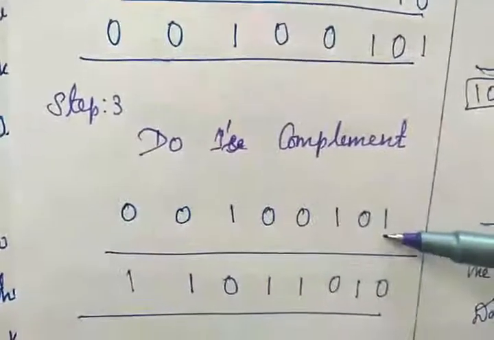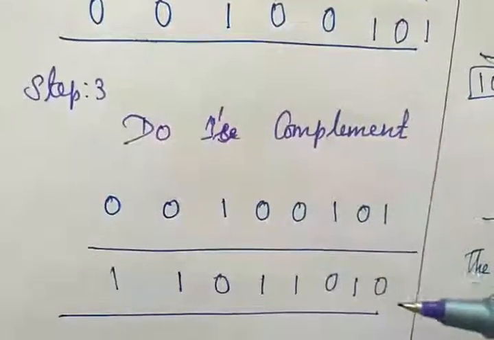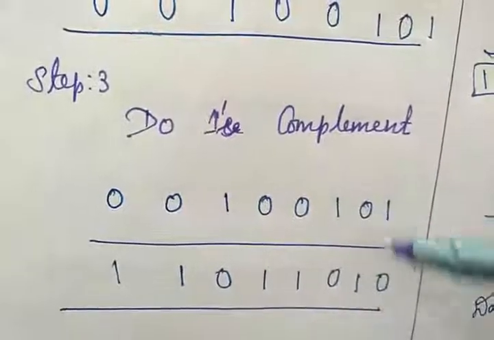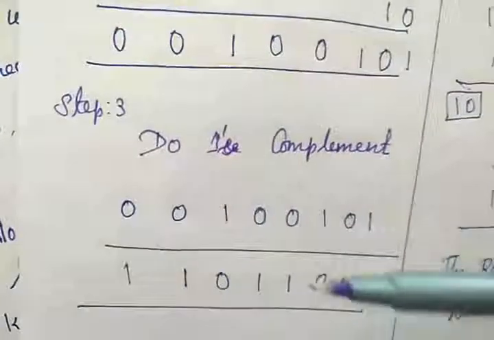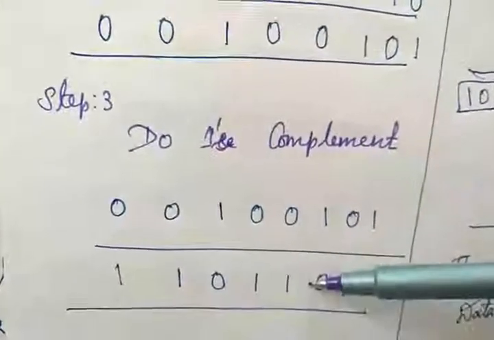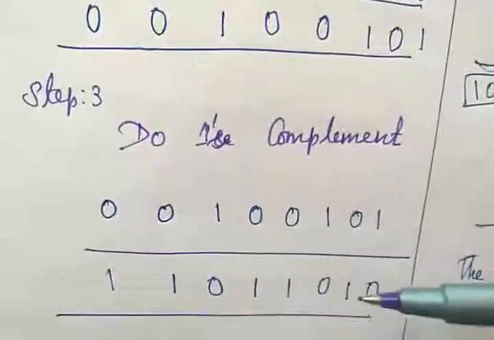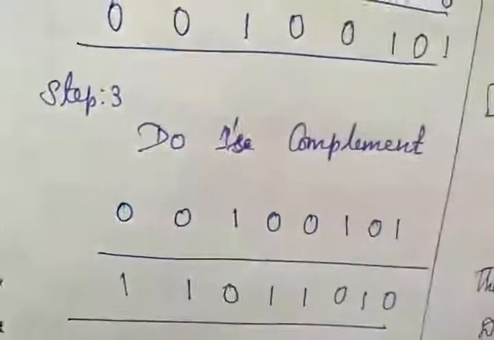Ones complement means what? If it is 1, you have to write 0. If it is 0, you have to write 1, like this. This is the ones complement, and this is also called the checksum. This checksum is created by the sender.